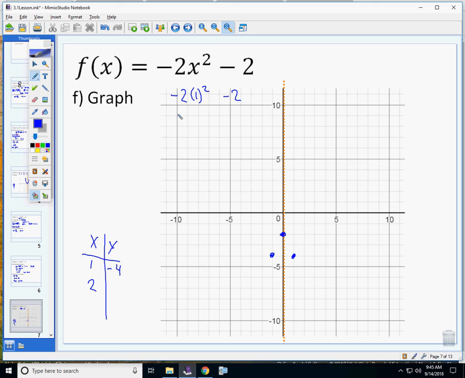Now if I plug in a 2, negative 2 times 2 squared minus 2. So 2 squared is 4, times negative 2 is negative 8, minus 2 is negative 10. So at 2, we're down here at negative 10. I can reflect that across my axis of symmetry, and then there is my parabola.